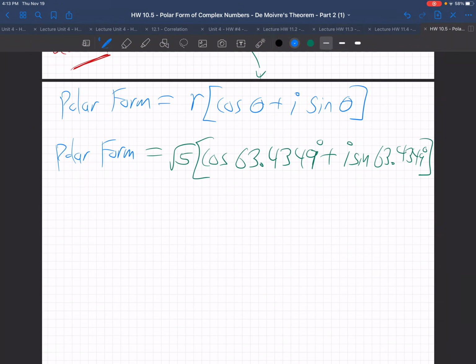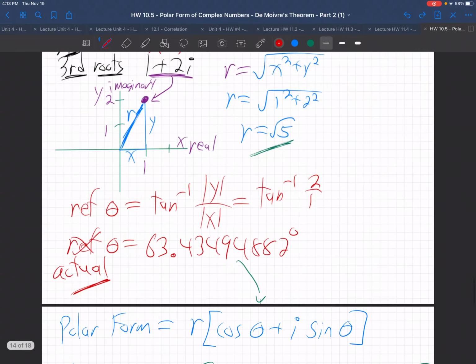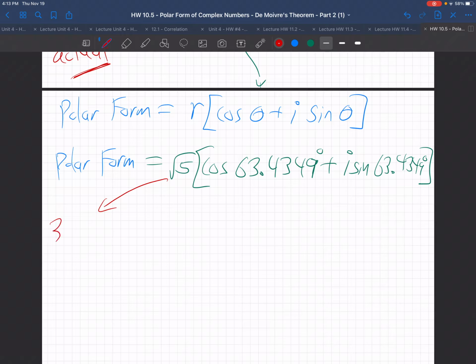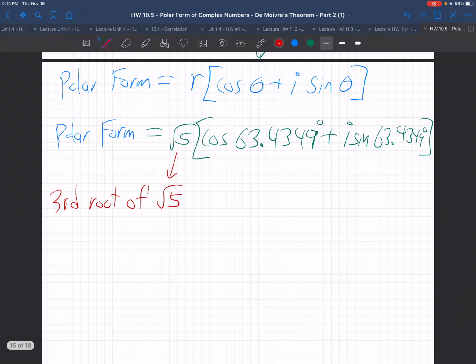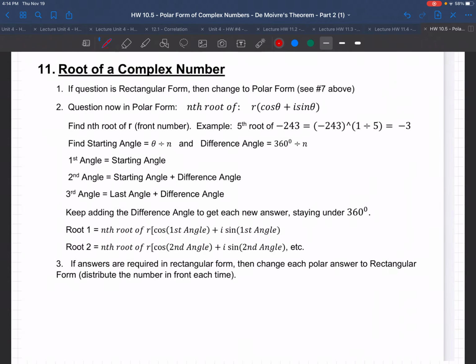So now we take the front number, square root of 5, and what root are we doing on this one? Third root. So we're going to take the third root of the square root of 5. Third root of that front number. Well, how do you do that? You take the square root of 5 to the 1 divided by 3. Did you see how it did that? That's what it said down here. I gave an example.